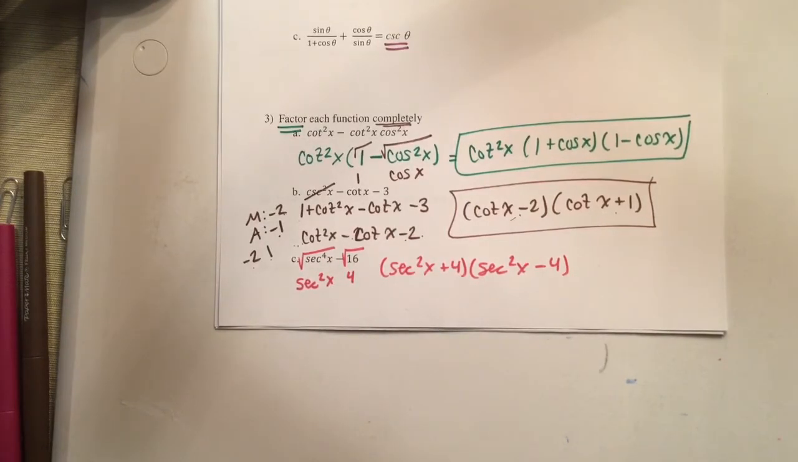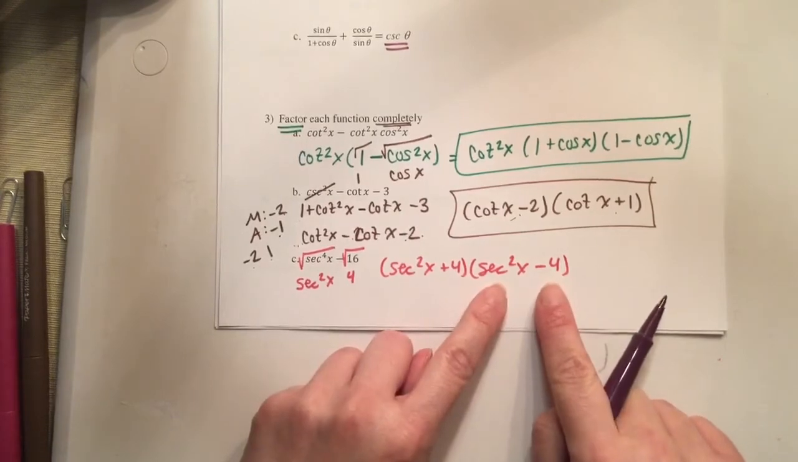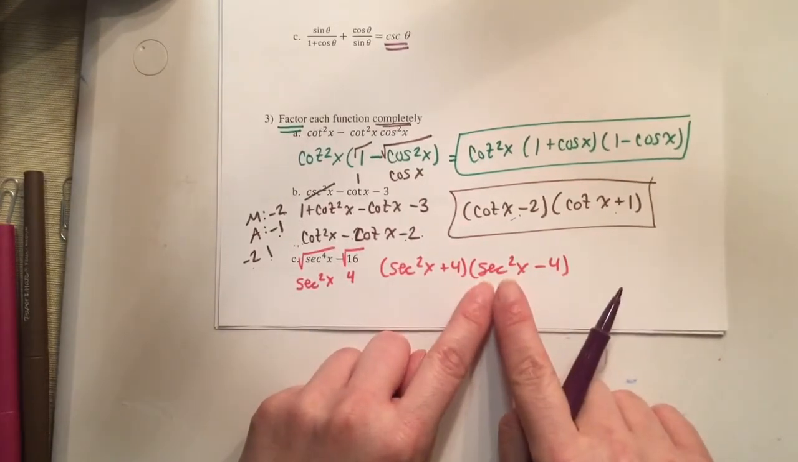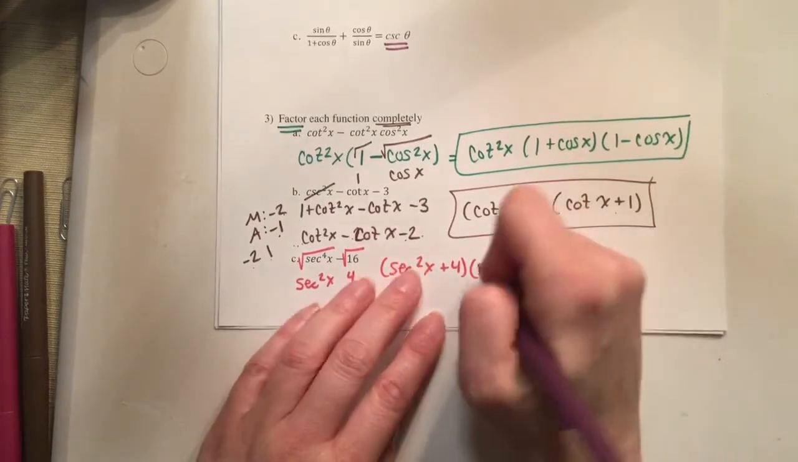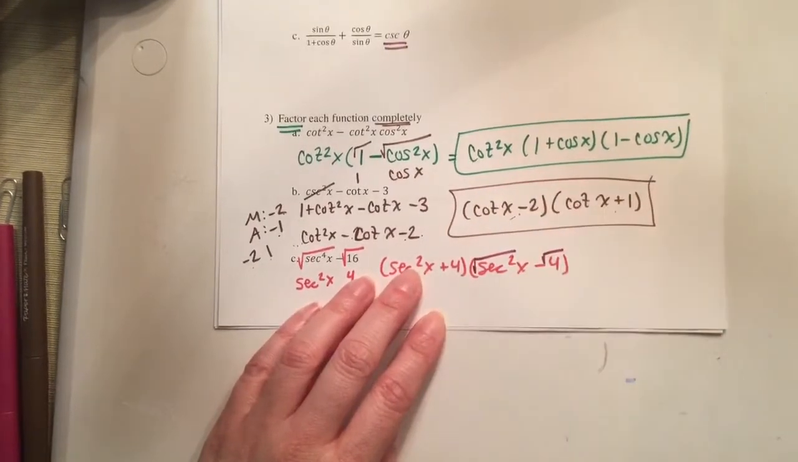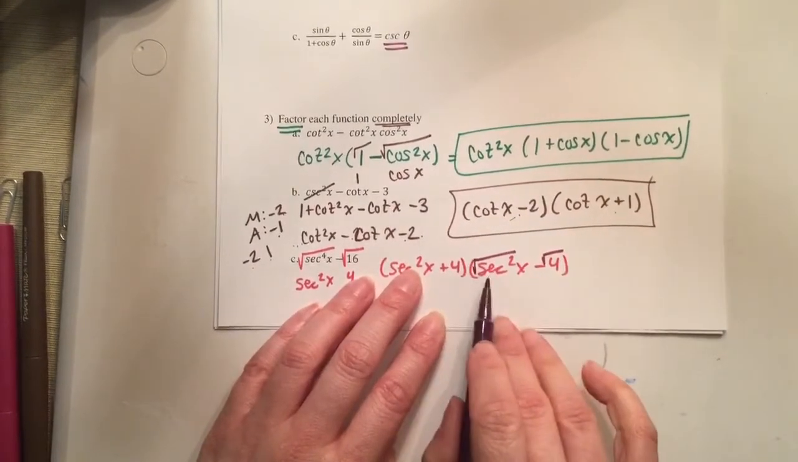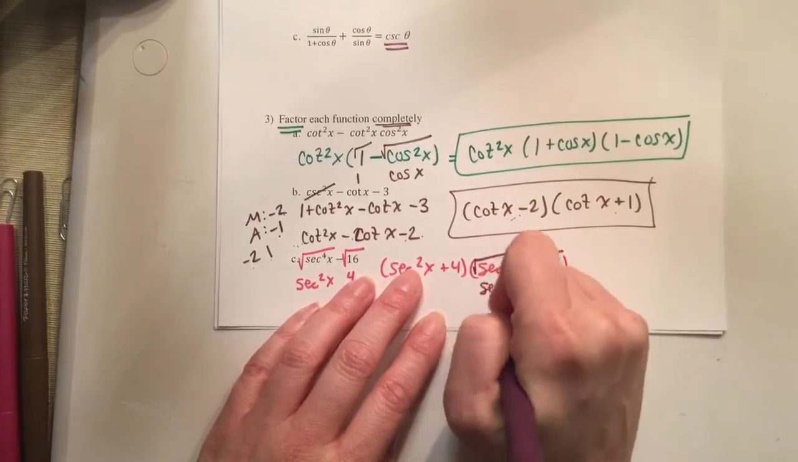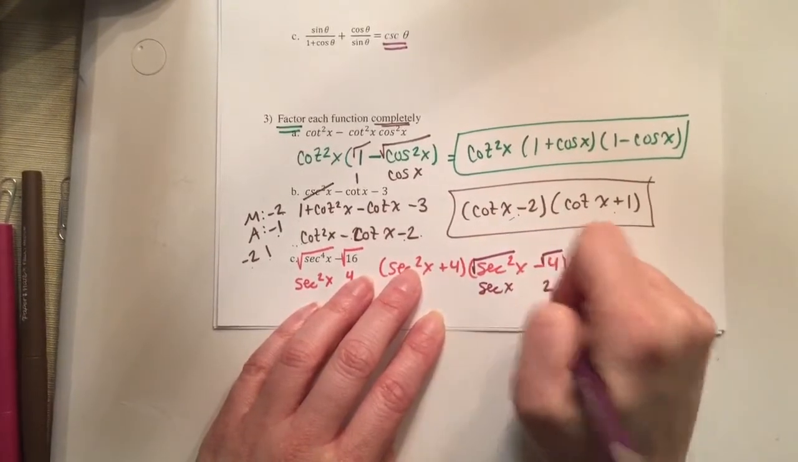At this level in math, just because you did one method doesn't mean that you're done. You always have to look. I can do the difference of squares again because I have 2 terms minus in between. Square root the first term, square root the last term. The square root of a secant squared of x is a secant of x. Square root of 4 is 2.